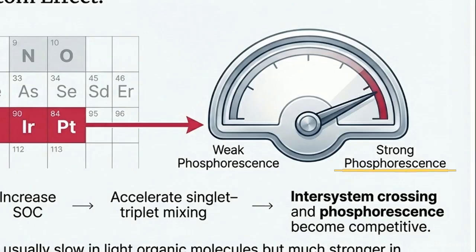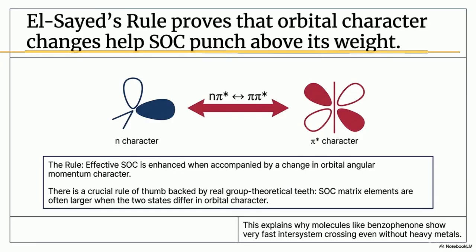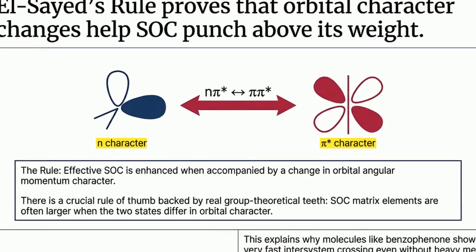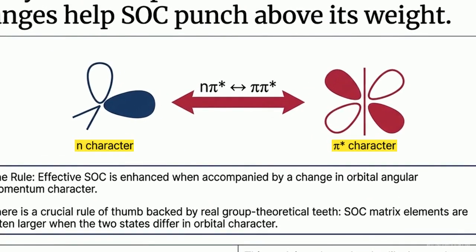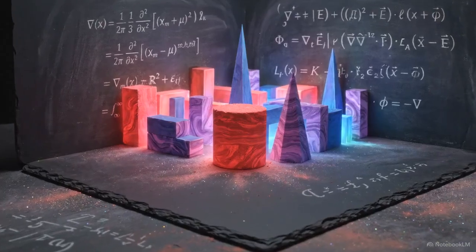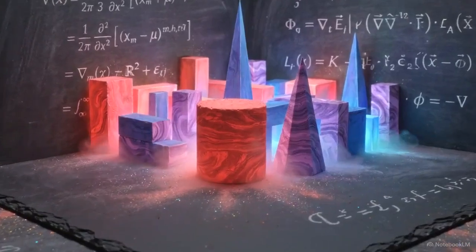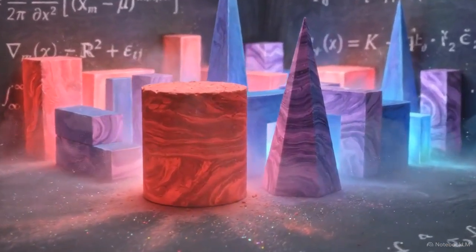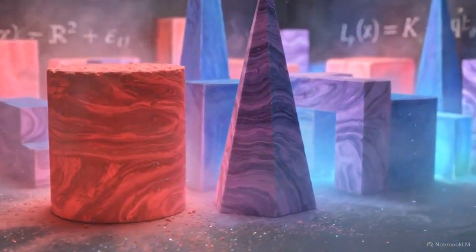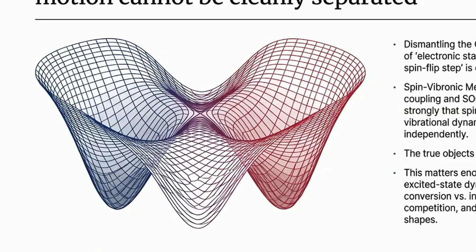This isn't just about heavy atoms. El-Sayed's rule shows that changing the orbital character, such as moving between n and pi star orbitals, can also enhance the effectiveness of the coupling. Whether through heavy metal complexes or precise orbital design, engineers use this operator to tune the colors and lifetimes of modern displays. Modern dynamics reveal a deeper layer of complexity.